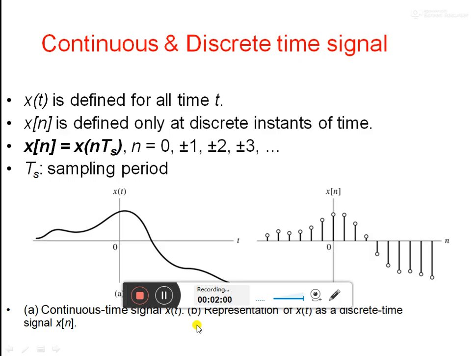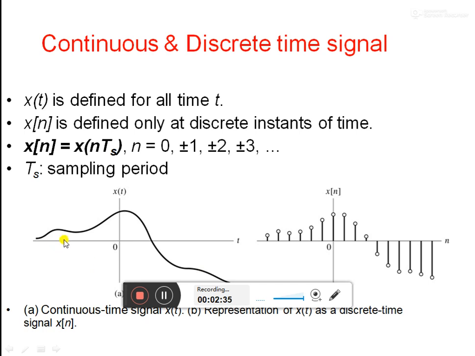In the last class I explained the sampling process, which converts the continuous time signal into a discrete form. Here, by replacing the variable t with nTs, the discrete time signal can be obtained, where Ts is the sampling period, taken as the reciprocal of the sampling frequency Fs. This figure is showing you the continuous time and discrete time representation of a waveform.